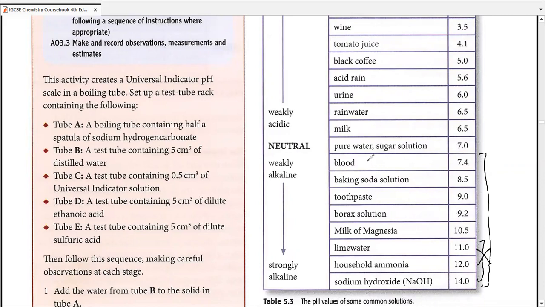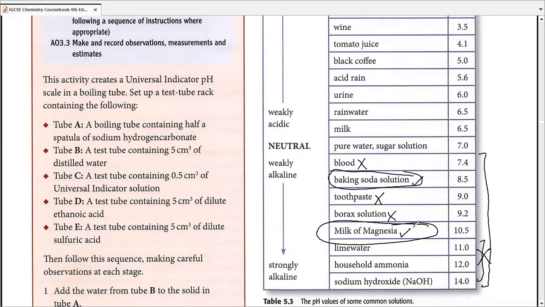You'll see many things over here. Of course, we can't take blood as an aid. Baking soda solution may help. We can't ingest toothpaste. That's not an option. Borax solution is not an option. And then there comes milk of magnesia. Milk of magnesia is commonly taken as the best treatment in this case. However, if that's not available, a little bit of baking soda solution can also help you with excess acid problems.